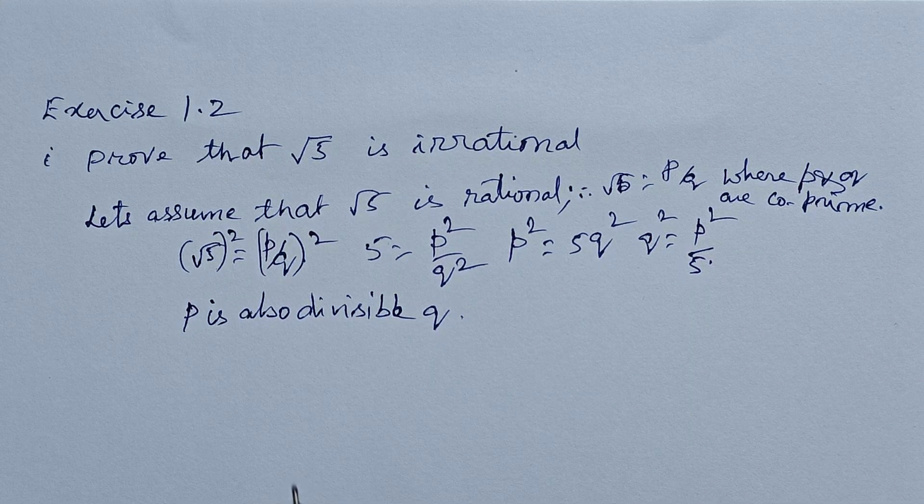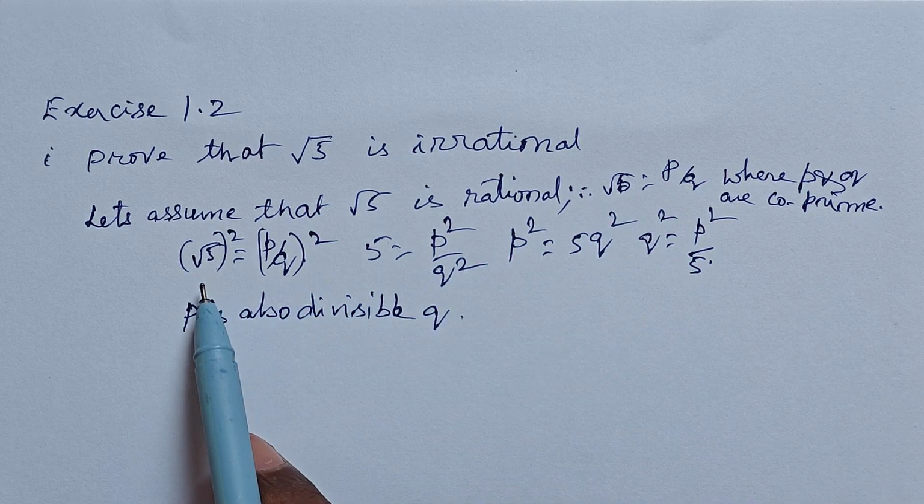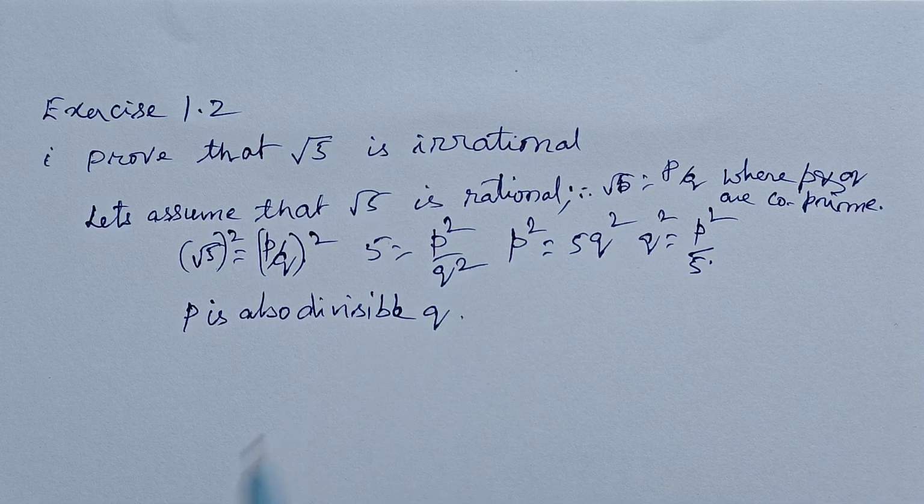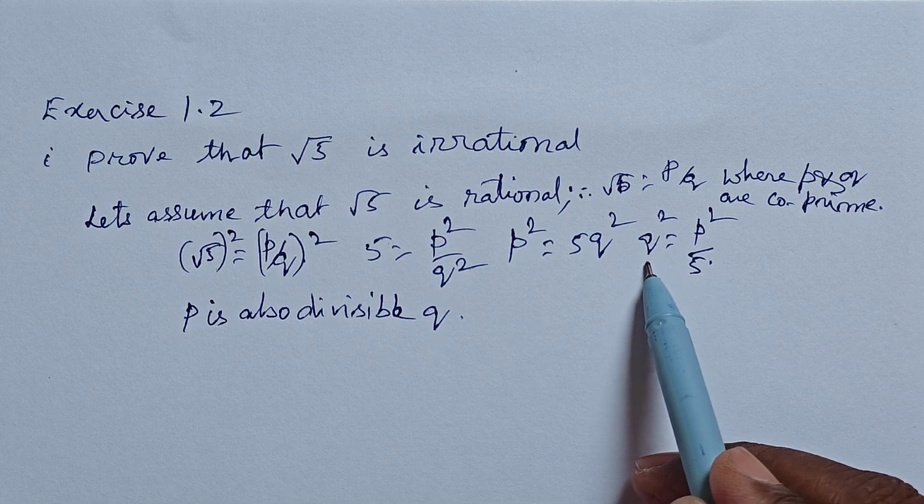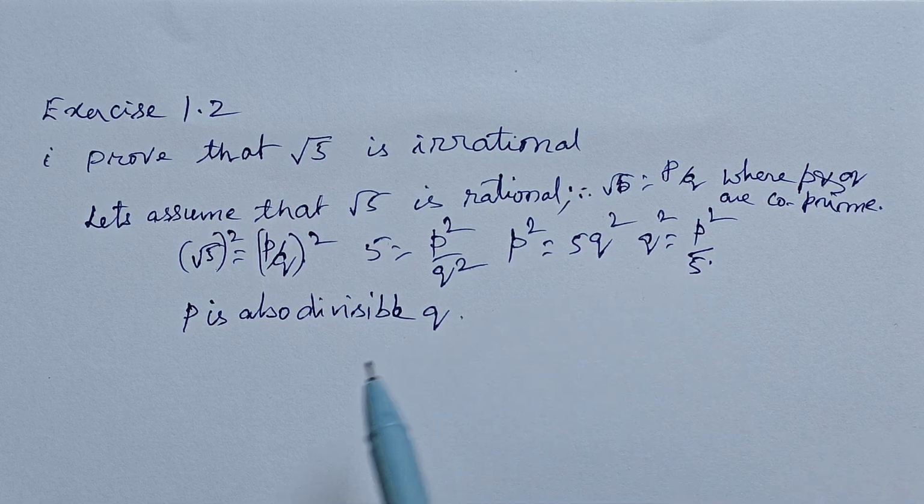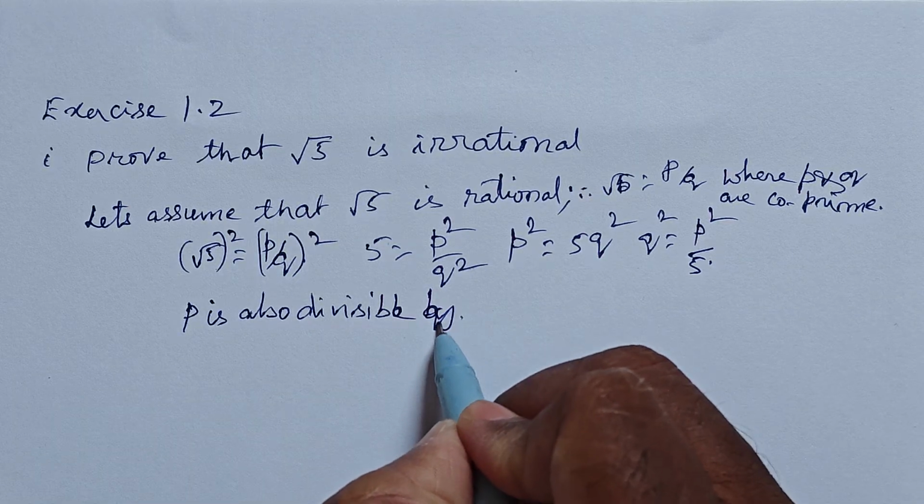then that assumption that we can write root 5 as p by q is invalid. Now, coming back to what we have done, we took root 5 is equal to p by q, squared on both the sides, and 5 is equal to p square by q square. Therefore, p square is equal to 5q square, and q square is equal to p square by 5. Here, p square is divisible by 5 is important. If p square is divisible by 5, p is also divisible by 5.